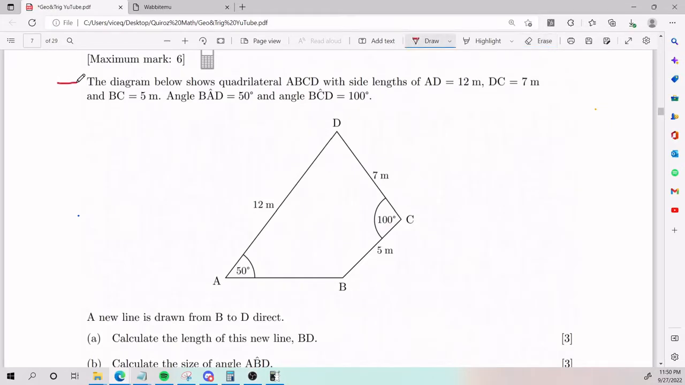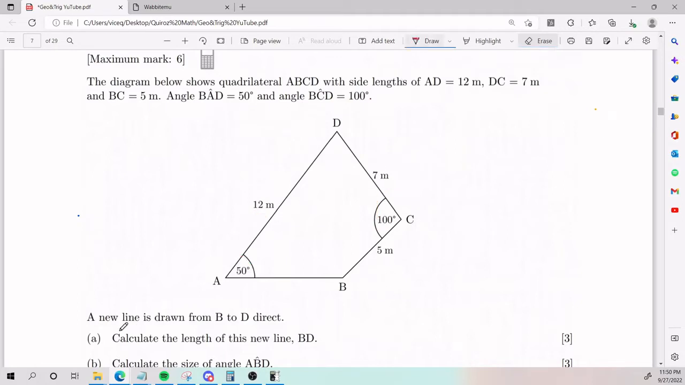So we have the diagram below that shows a quadrilateral ABCD with side lengths AD 12, that's this one here, DC 7, this one here, BC 5, this one here, angle BAD, which is this one here, and angle BCD, which is this one here, right? So all the information that was given to me is already in the diagram, beautiful, there's nothing new I have to do there.